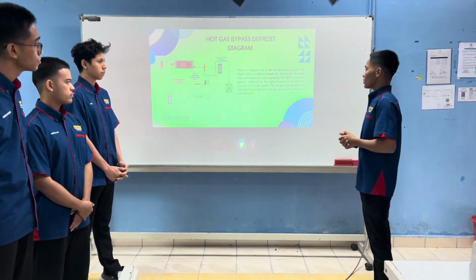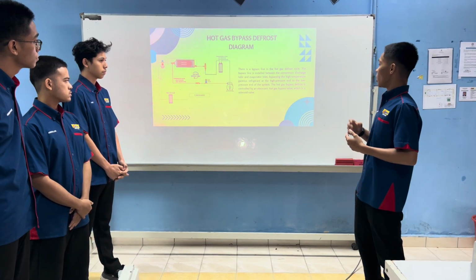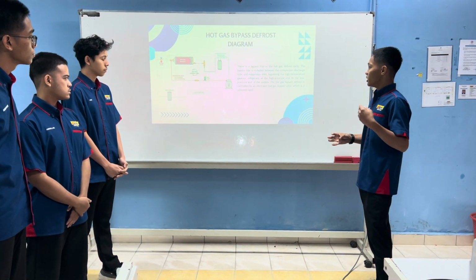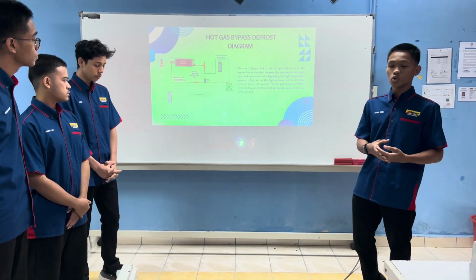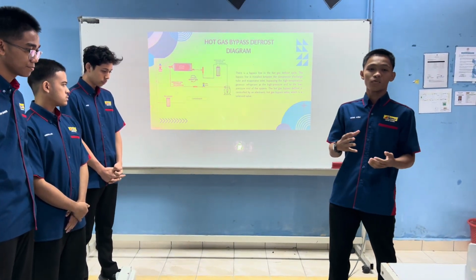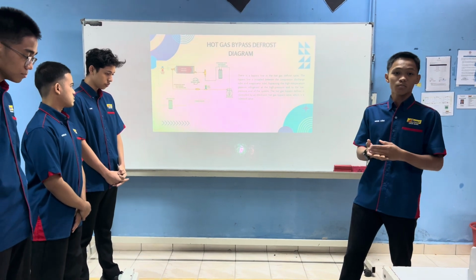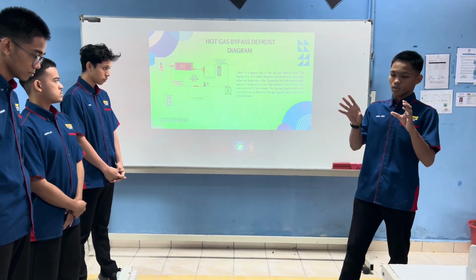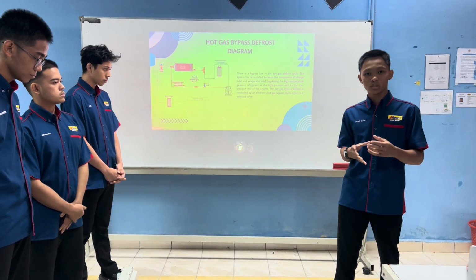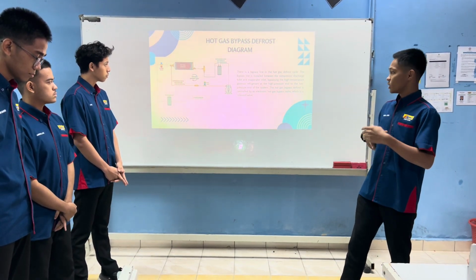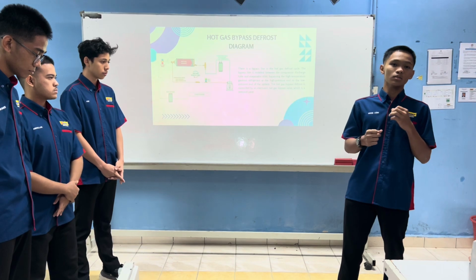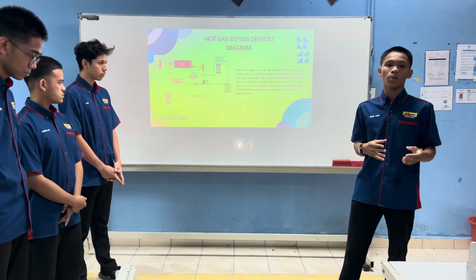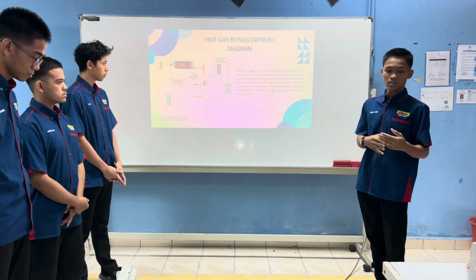And then we can see here the hot gas bypass defrost is controlled by the solenoid valve, an electronic control valve. So the hot gas from the discharge line will be controlled by the solenoid valve. If the surface of the evaporator has frost, the solenoid valve will open and the hot gas goes through to the evaporator to melt the frost on the evaporator. Okay, next.